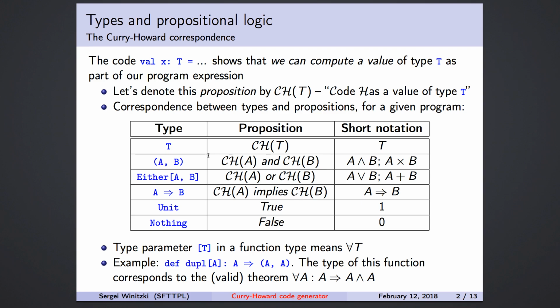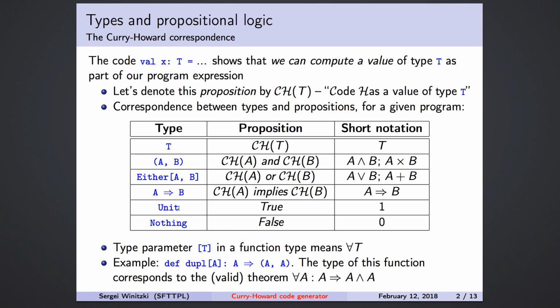So in this table, I have summarized what happens. On the left, you have Scala syntax of different types. These are type expressions. And here there are logical propositions or formulas in the logic. And here there are the same formulas, but in the short notation. If you have an Either of A, B, that means you have computed an A maybe, or maybe a B, but you don't know which necessarily. So it means in the logic that the proposition CH of A or the proposition CH of B is true.